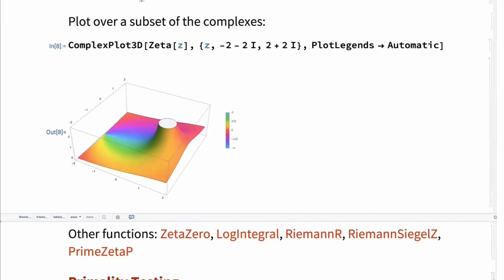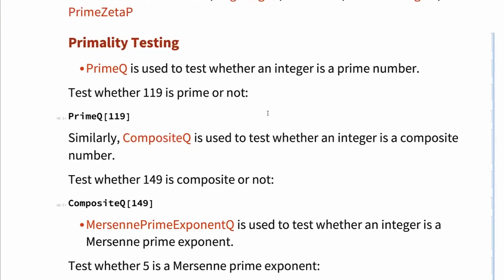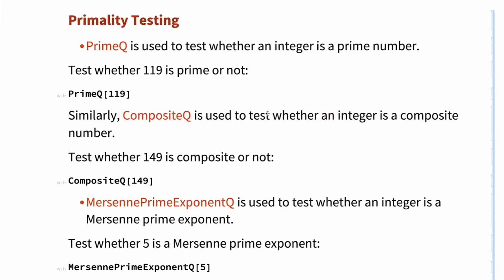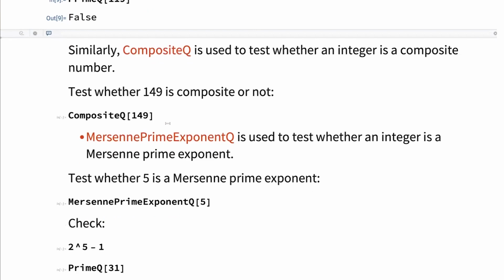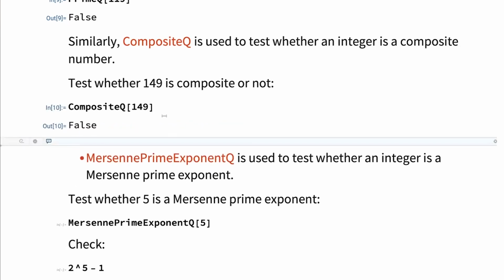Now, primality testing. The first function here is the function PrimeQ, which is used to test whether an integer is prime or not. So for example, we can test whether 119 is prime or not by just doing this, and it says False, it is not prime. Similarly, CompositeQ is used to test whether an integer is a composite number. So for example, we can test whether 149 is composite or not by just doing this, and False, it is not a composite number.